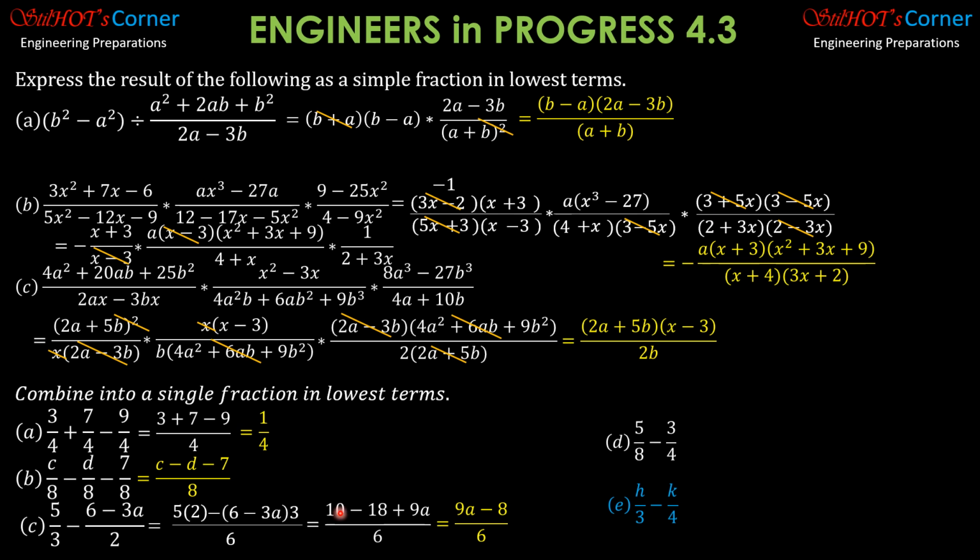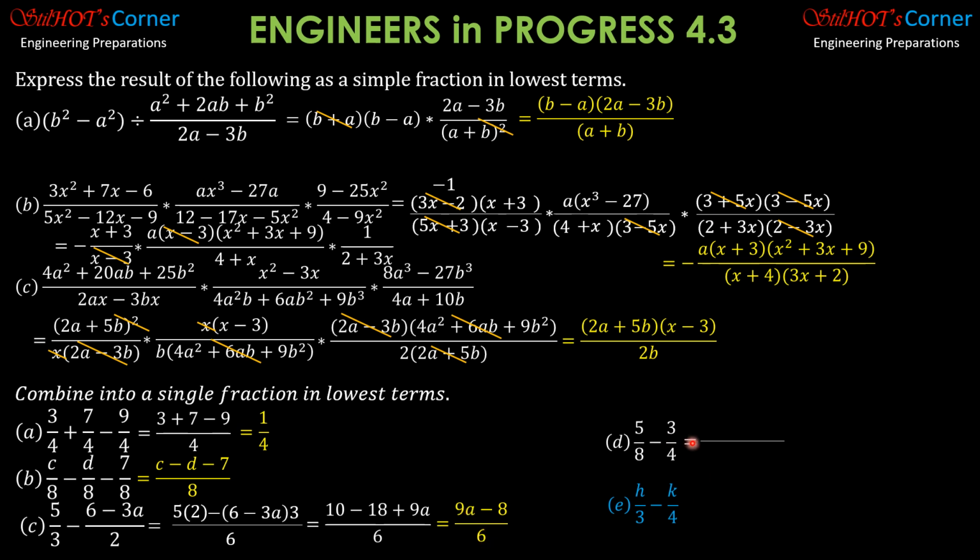Since 10 minus 18 is negative 8, the answer may be (negative 8 plus 9a) over 6 or (9a minus 8) over 6. They are the same. So I'll just put the answer 9a minus 8 over 6. But the answer may also be (negative 8 plus 9a) over 6.